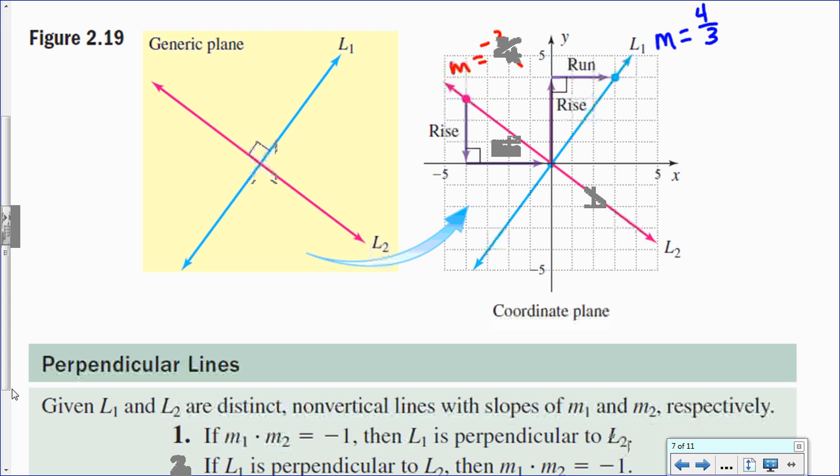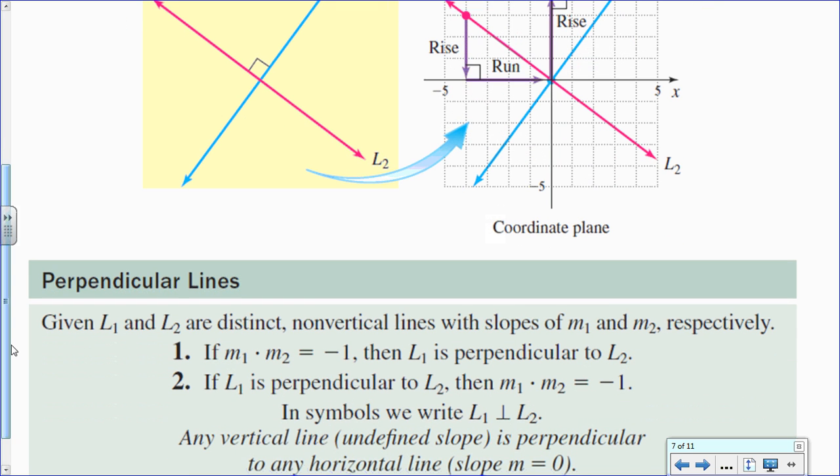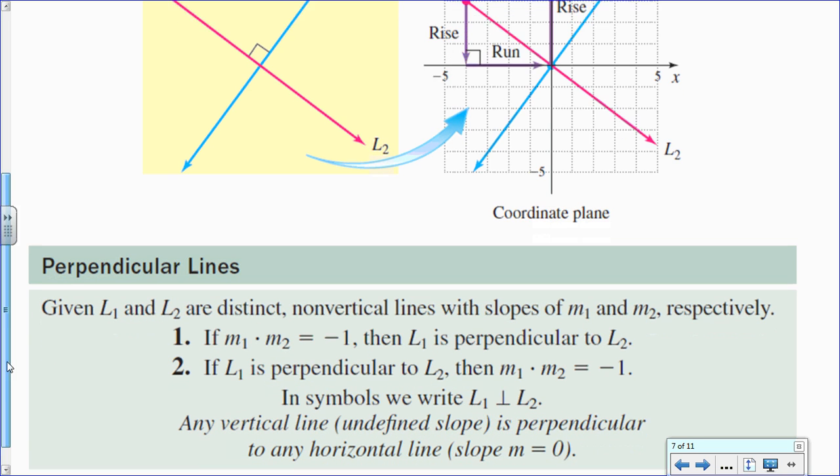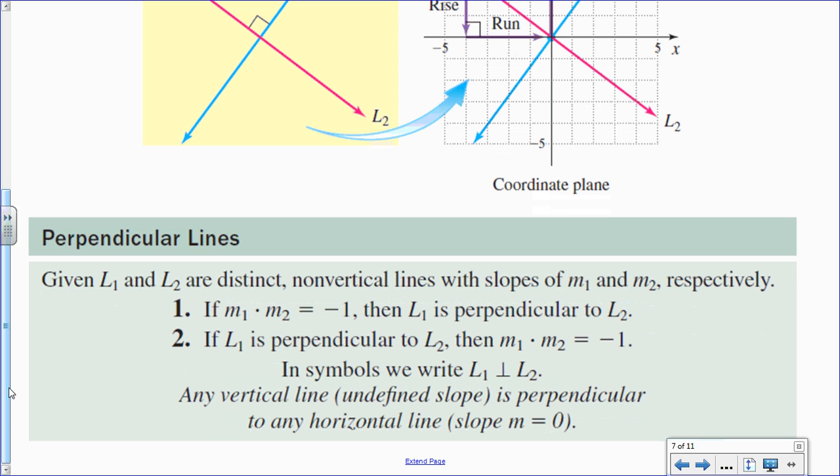Saying that they're opposite reciprocal means that their product is negative 1. So if you multiply those together, negative 3/4 and positive 4/3, you get negative 1. Opposite reciprocal slopes give you a product of negative 1. That's just how they write it in technical terms. They don't say opposite reciprocal, they say that the product is negative 1. So if they're opposite reciprocals, then the lines are perpendicular.